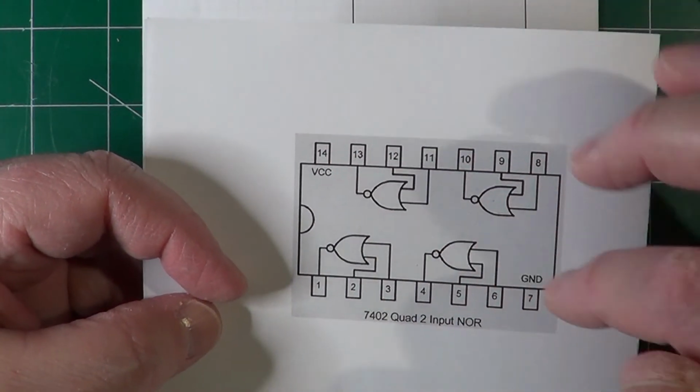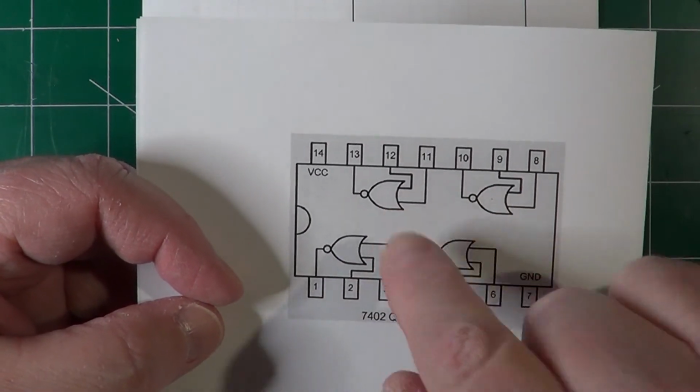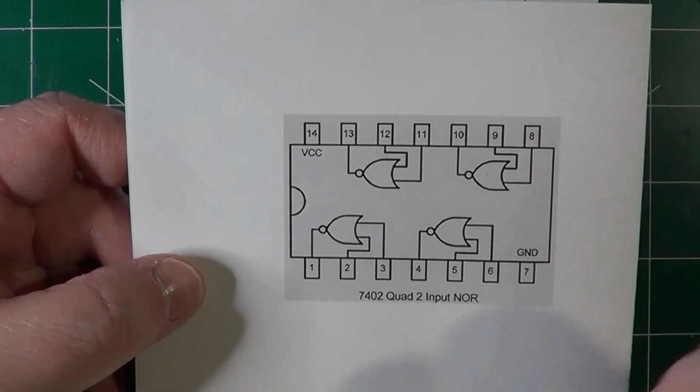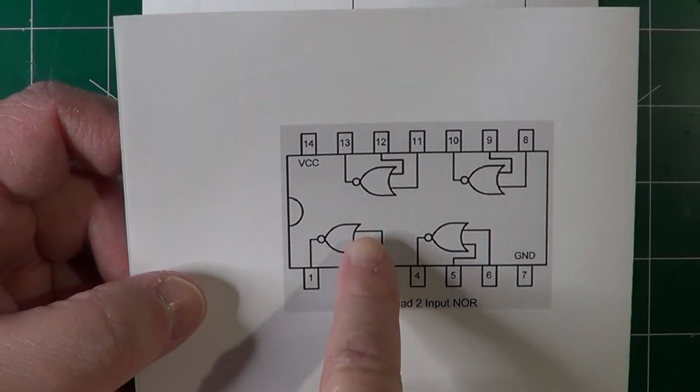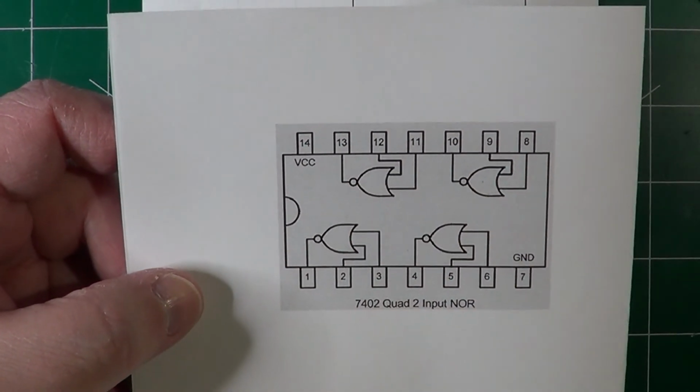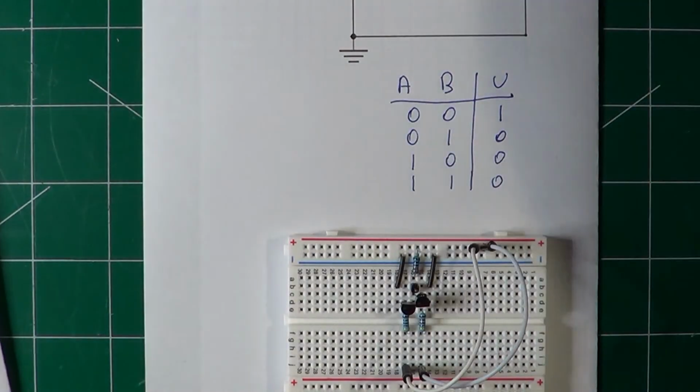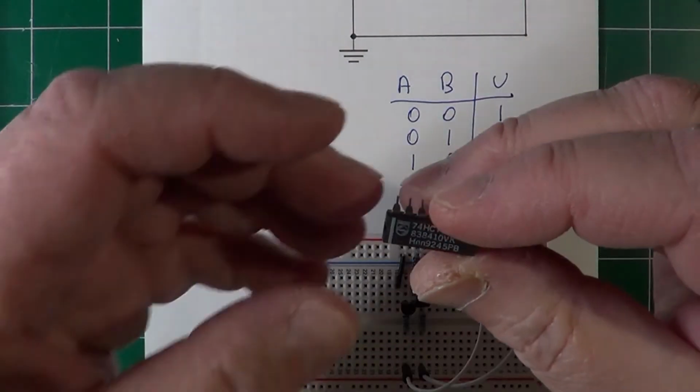Power supply is on pins 14 and 7, and there are 4 gates available, just because there are no more pins available. This time, pin 1 is the output, and pins 2 and 3 are the inputs for the first gate, and all the other 3 gates are connected similarly to the pins. And here is the actual chip.